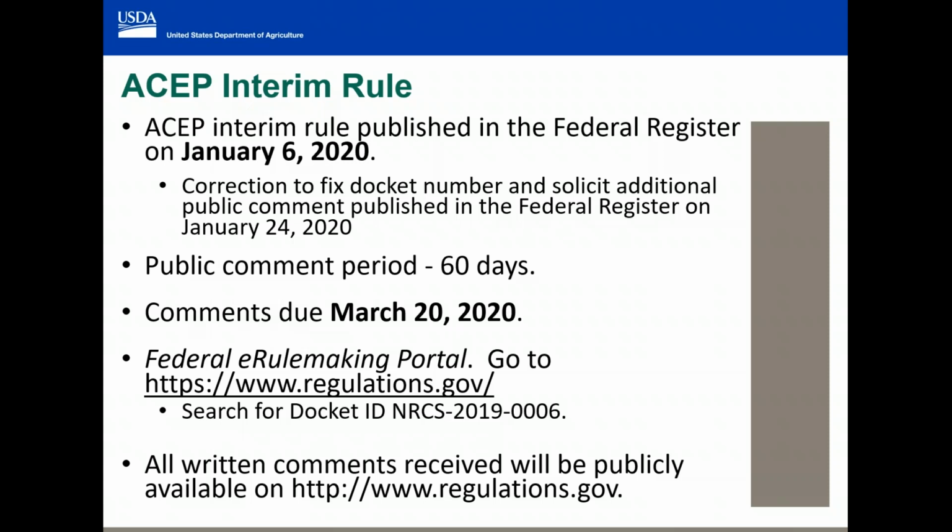So in general, the bulk of what you want to look at is in that interim rule, but for that additional information, you can go to that correction document. All of that is available at that website below at regulations.gov, and then if you search for the docket ID number that's provided there.